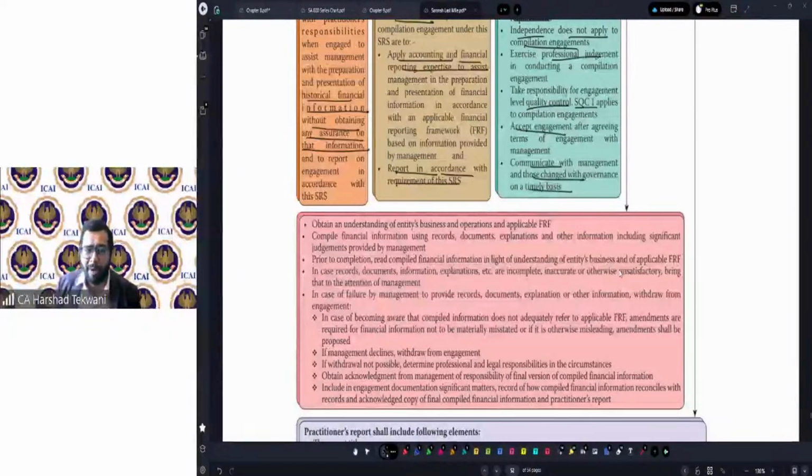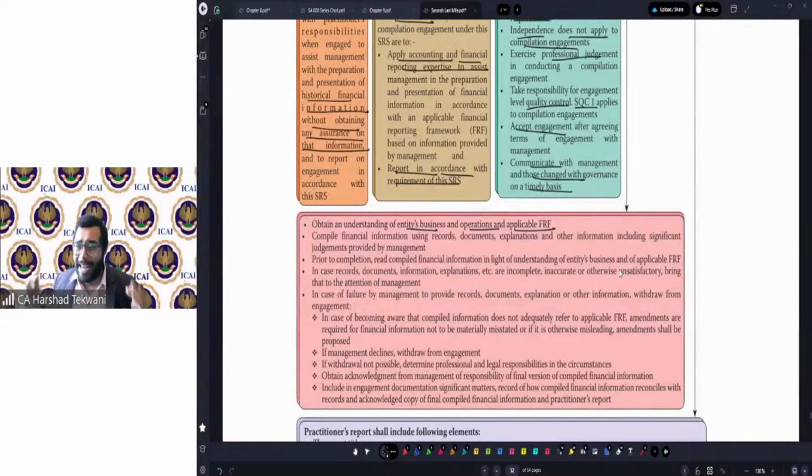When it comes to performing the engagement, understand the entity's business, operations, and applicable financial reporting framework. Then only you will be able to compile. Then only you will be able to bring things together. If I do not understand the financial statement, then how will I bring things together? For example, tomorrow I hire you. Okay. For example, Mr. X, you do compilation of my company's financial statement. Now my company is a bank, a listed bank. And the financial statements for listed banks are huge, different in many ways compared to the financial statement for a normal company listed on a stock exchange or anywhere.